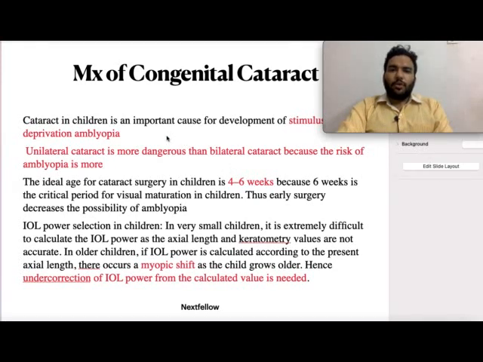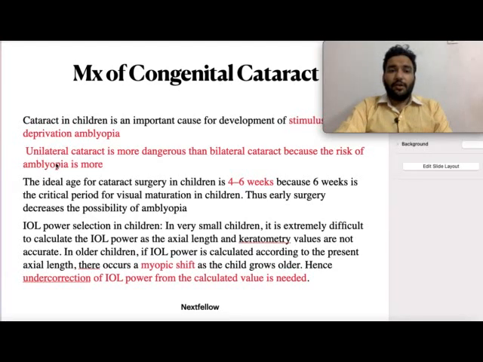Then coming to management of congenital cataract. Cataract is an important cause for the development of stimulus deprivation amblyopia, where you are preventing the child from getting proper vision. Let's say a child has his eyes closed using any method, then the patient might get amblyopia. The same thing applies here also. The cataract acts like a blockade, and it prevents the light from entering.